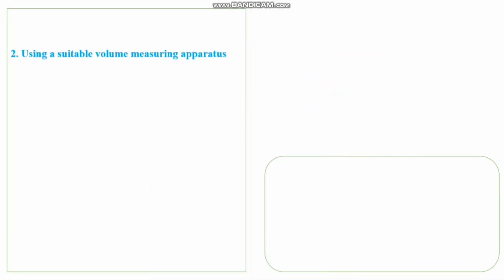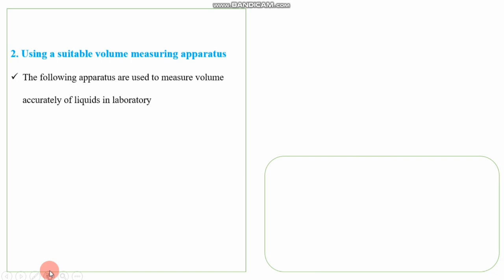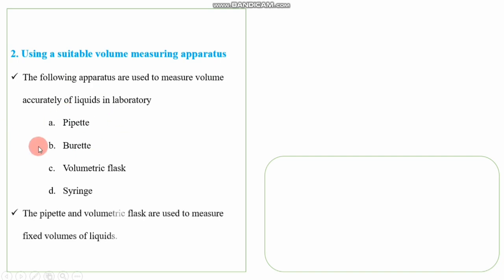Also, we can use another instrument: a suitable volume measuring apparatus. There are a number of tools or instruments that are used to measure accurate volumes of liquids, and they include the pipette, the burette, the volumetric flask, and the syringe. These are the tools present in your laboratory that you can use to measure accurate volumes of liquids. The pipette and the volumetric flask are used to measure fixed volumes of liquids.